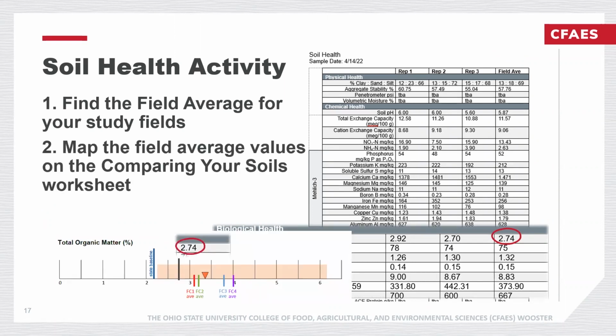All right, so the next step is, once you've got that field average, for this farm it might be total organic matter percentage 2.74%. What you can do is on that chart, with your pencil, mark approximately where that would fall. So in this example, it was 2.7, which was slightly below the study average, and you can label that however it makes sense to you. How do you refer to that field to yourself?